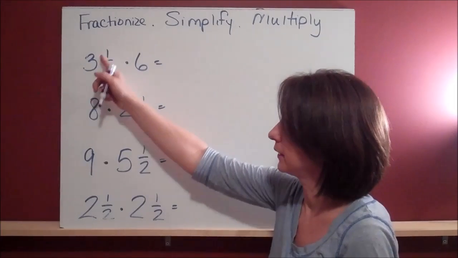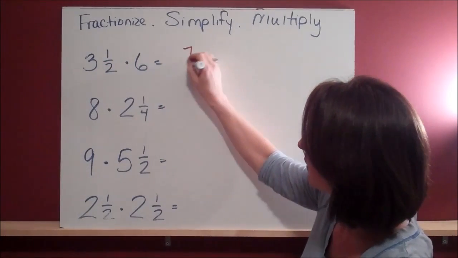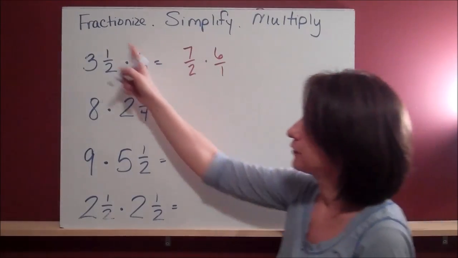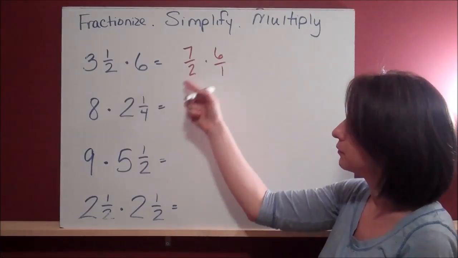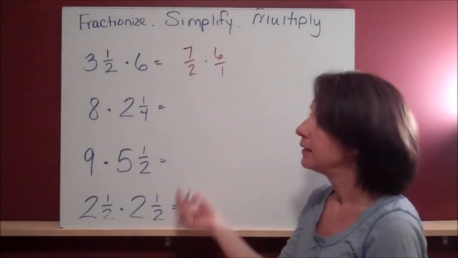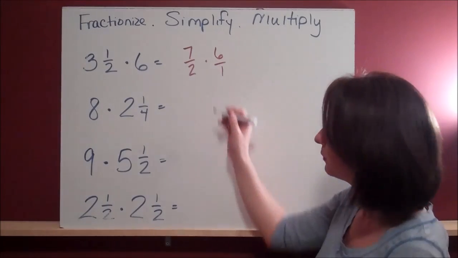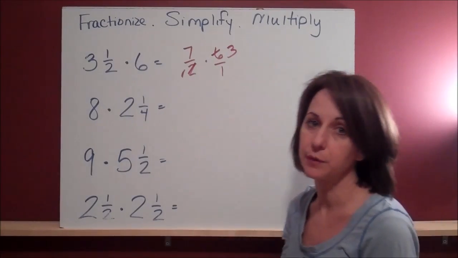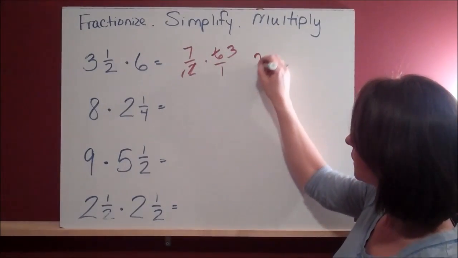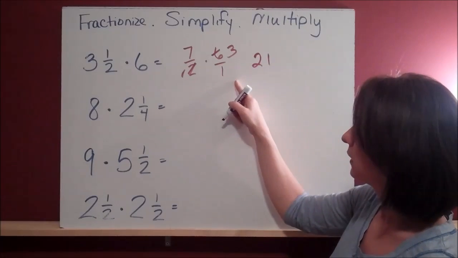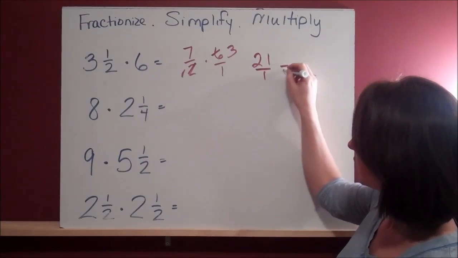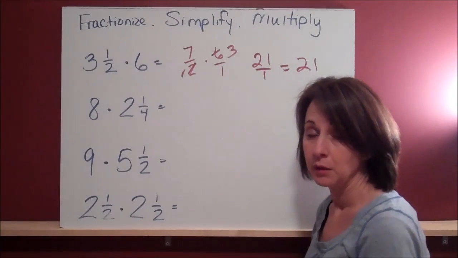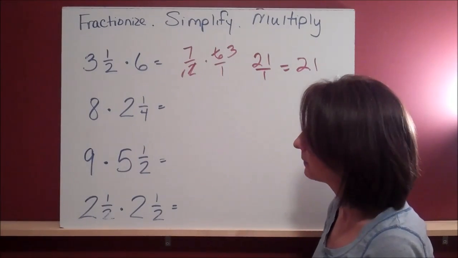2 times 3 is 6 plus 1 is 7. So I'm multiplying 7 halves times 6 over 1. I've turned this problem into a set of numerators and denominators. Now I'm looking for something that I can simplify. 1 and 3, because I divided both of those by 2. And 7 times 3 is 21, and 1 times 1, well, that's 1. And so the answer is 21, which is the same answer we got when we used the distributive property.